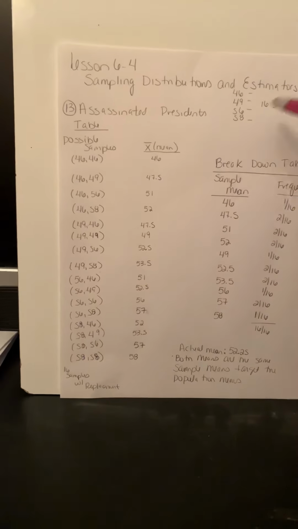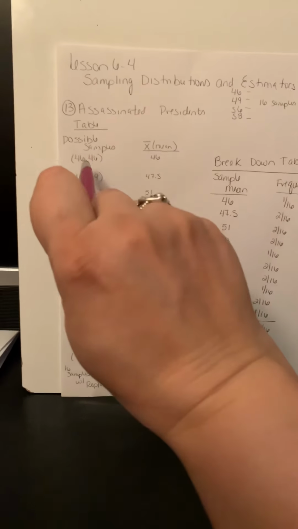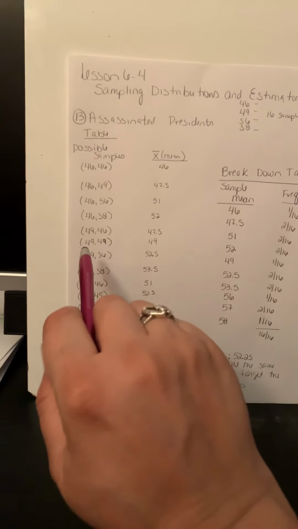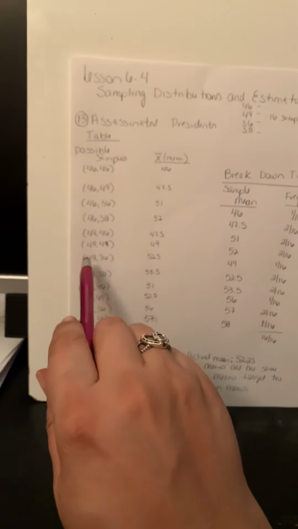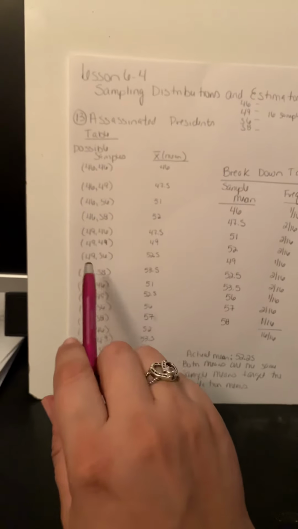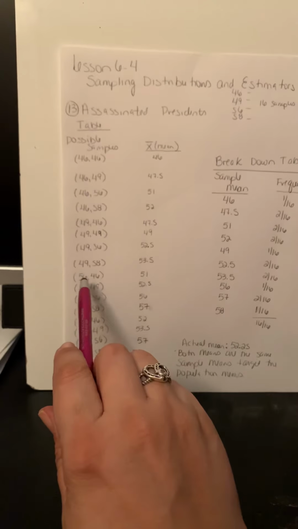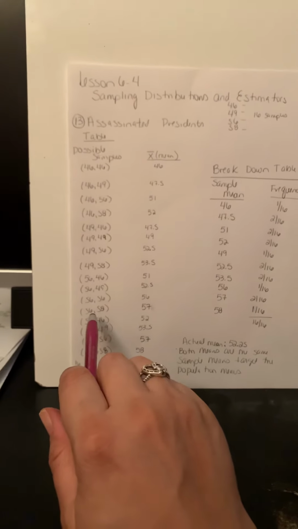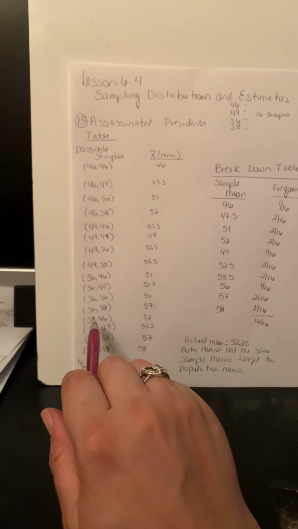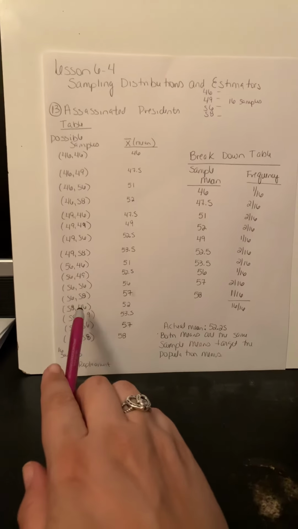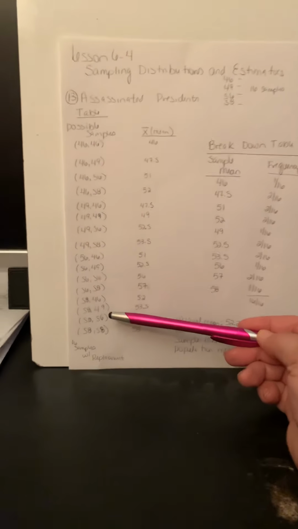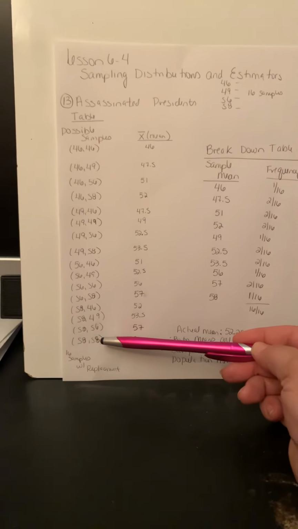So I start with my lowest age, which is 46. I'm going to have a sample of 46, 46, then 46, 49 with the next age, 46, 56, 46, 58. Then I go down to 49: 49, 46, 49, 49, 49, 56, 49, 58. Then 56: 56, 46, 56, 49, 56, 56, 56, 58. Then I start with 58: 58, 46, 58, 49, 58, 56, 58, 58.